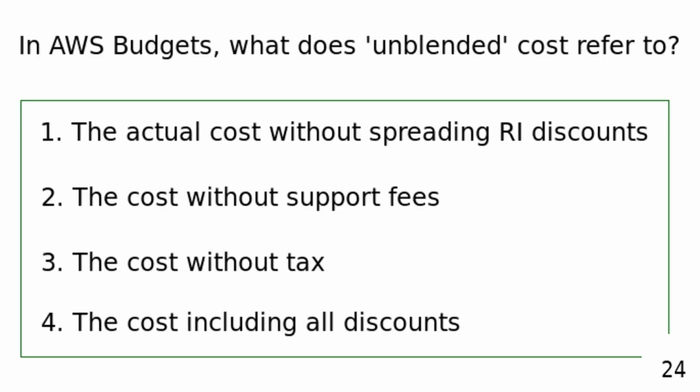In AWS Budgets, what does unblended cost refer to? The actual cost without spreading RI discounts. The cost without support fees. The cost without tax. The cost including all discounts.